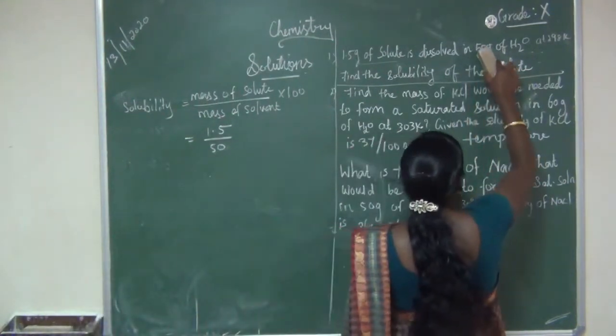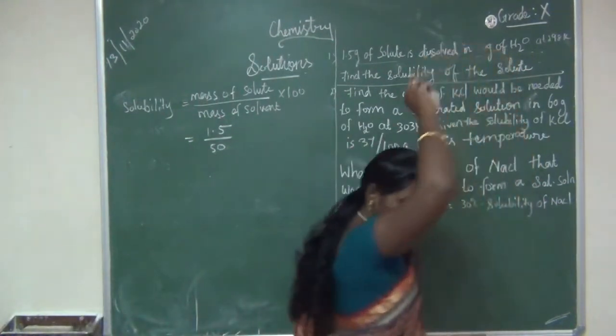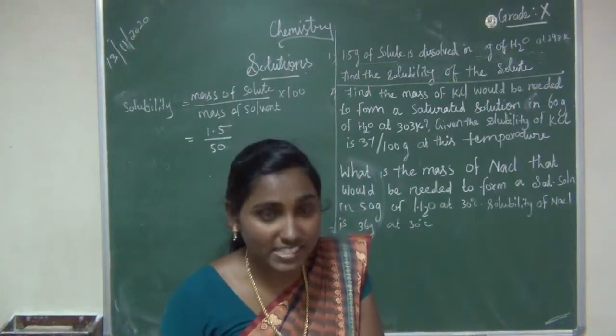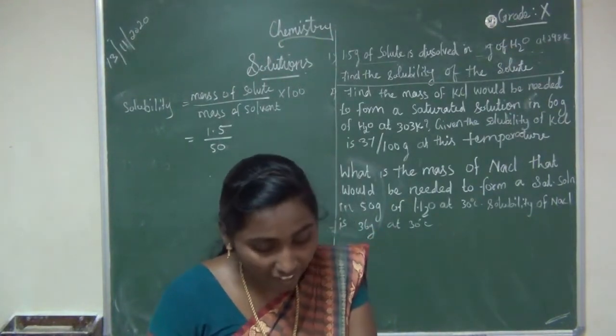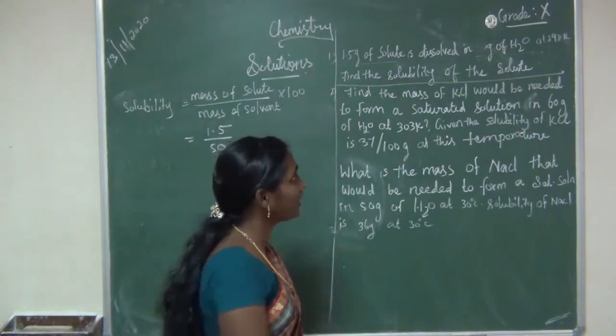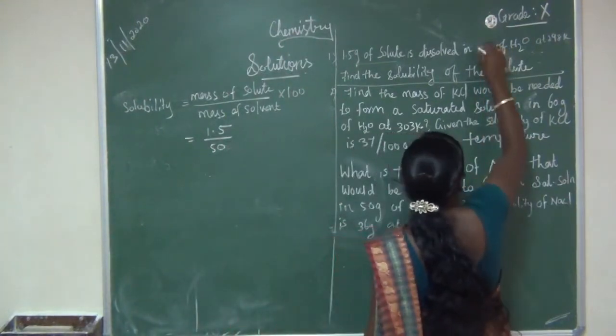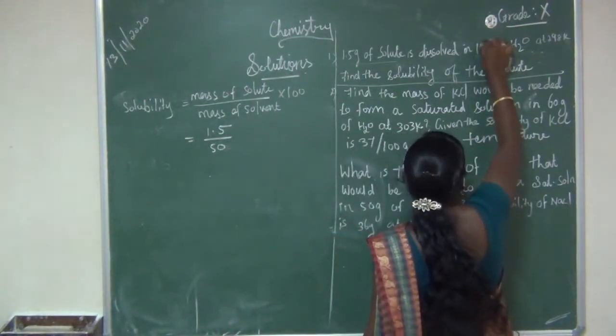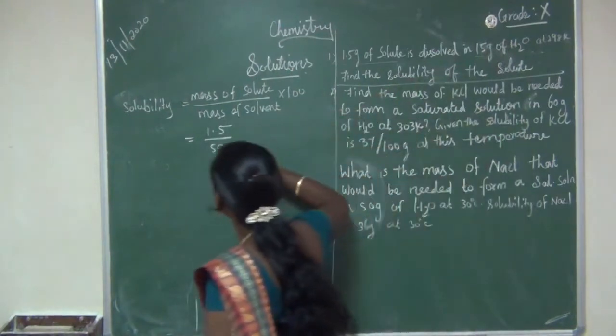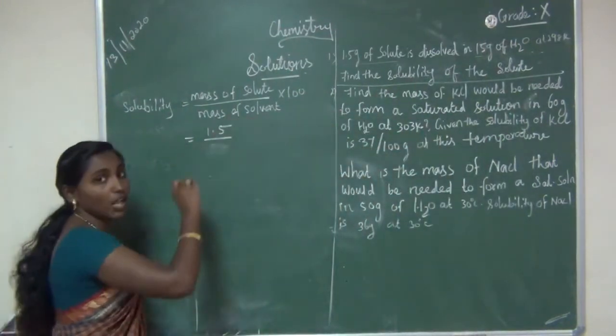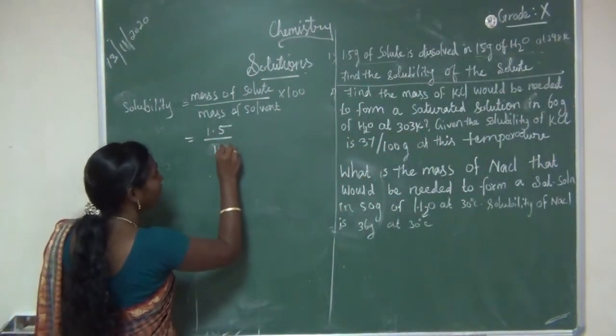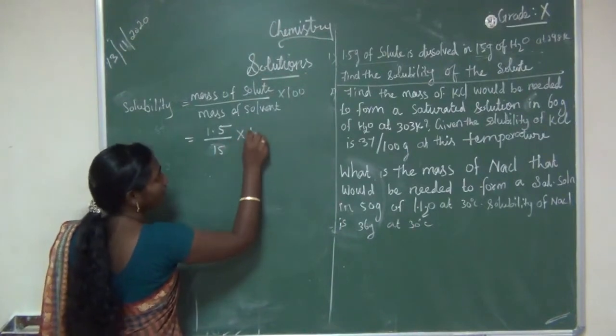Sorry, one small change in the question. Page number 131, please check the question. 1.5 gram of solute is dissolved in 15 gram of water, not 50, 15 gram of water. So the mass of solvent is 15, 1.5 divided by 15 into 100.